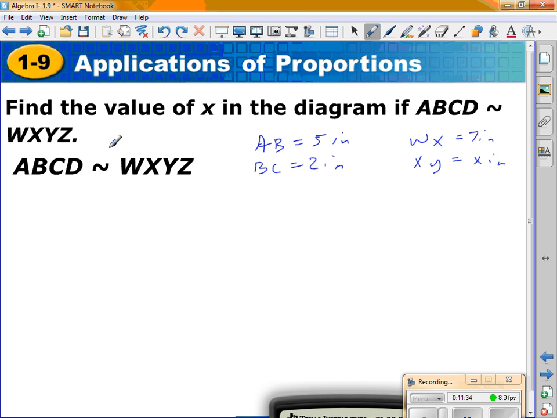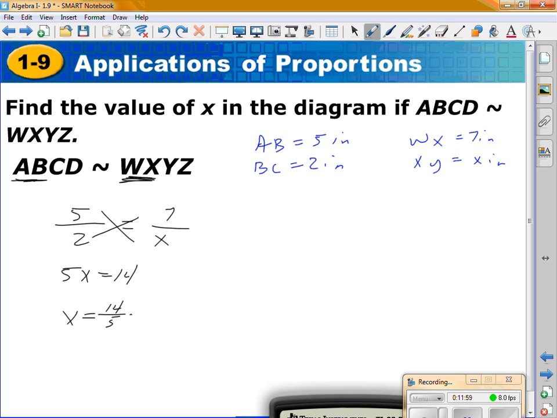I can set up as just going 5 over 2 equals. So AB matches with WX. WX is 7, which means the other one has to be X. Cross multiply, and I get 5x equals 14. Divide by 5, x is 14/5, which is 2.8 inches.